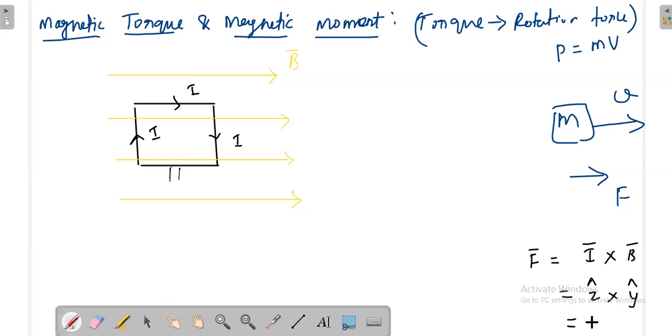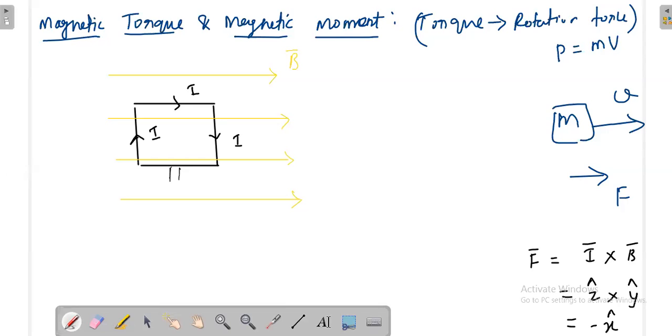Then what is this value? Z cross Y means minus X cap. Then what is minus X cap? My force will be really going inside the screen. Okay, what is minus Z cap? The force will be going really away from you.